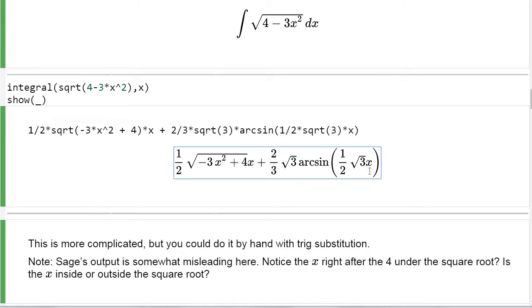Same thing happens over here. The square root of 3, this is not square root of 3x, it's square root of 3 and then close the square root times x, as you can see right here. It's only the 3 that's in the square root, not the x. So be careful reading this, the output there.